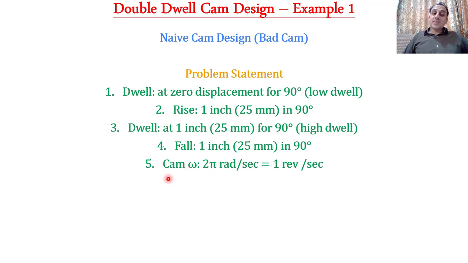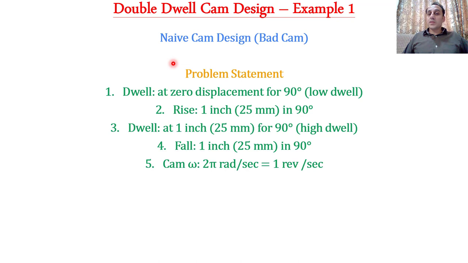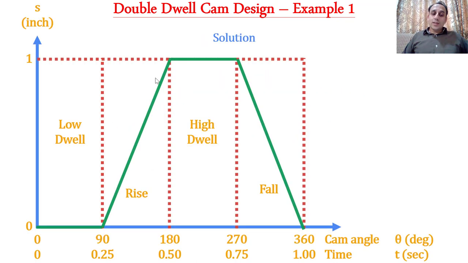Okay, so another information which we have is the angular velocity of the cam, which is 1 revolution per second or 360 degrees per second. So we can use this information to convert the x-axis from theta to time. We can convert it from the angular displacement domain to the time domain. Okay, so once again, what did we use? We used the linear function, straight line function, to move from 0 to 1 inch position. That is the S diagram for the given question.